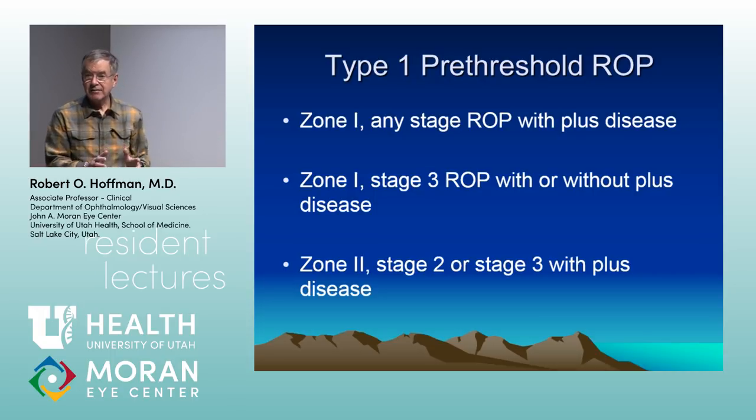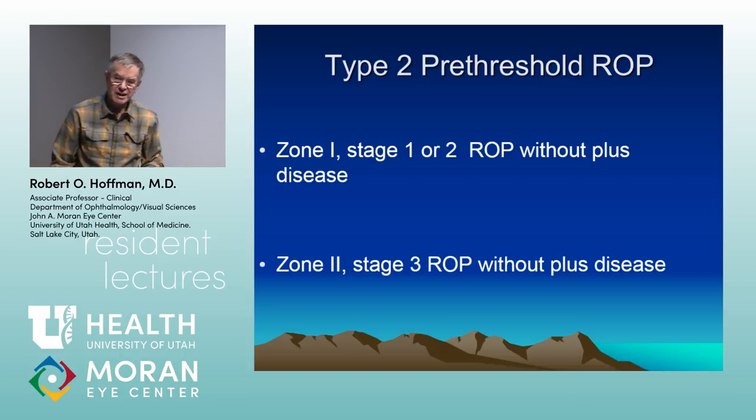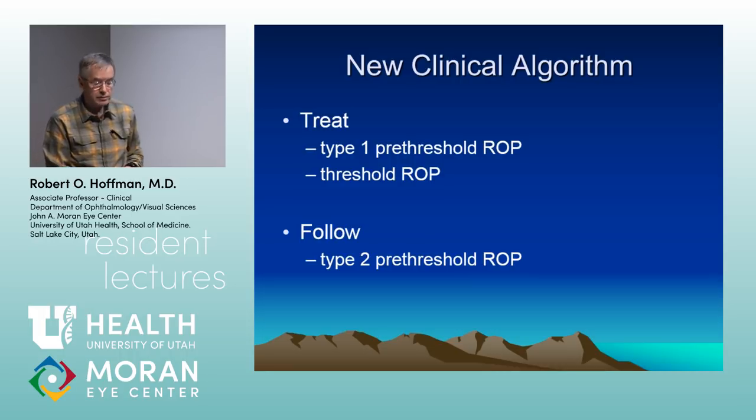And type 2 is, I've got ROP, but it isn't type 1. That's type 2 ROP. And so there you are, and my apologies if it isn't there, but again, in zone 1, stage 1 or stage 2 ROP without plus disease, watch these kids like a hawk. They probably need to be seen more than weekly. Out in zone 2, if you've got some stage 3 without plus disease, use your judgment. Typically, we'll just follow them once a week. And so if you are type 1, or if you've reached conventional threshold, something got missed, they were really sick and couldn't be examined, we treat them. And we follow the type 2s very closely.